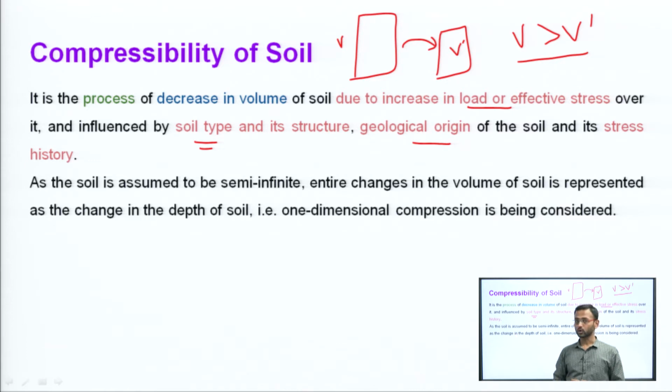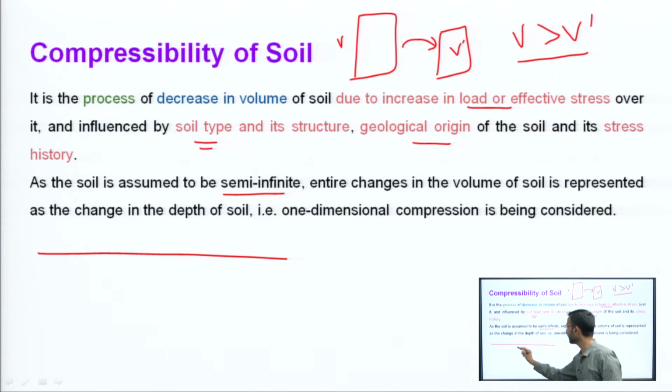Now, as the soil is assumed to be semi-infinite, the entire change in the soil is represented as a change in depth of soil, that is, one dimensional compression is being considered. So, a very important thing here, understand that when we are talking about the semi-infinite thing, let us say this is the ground surface here.